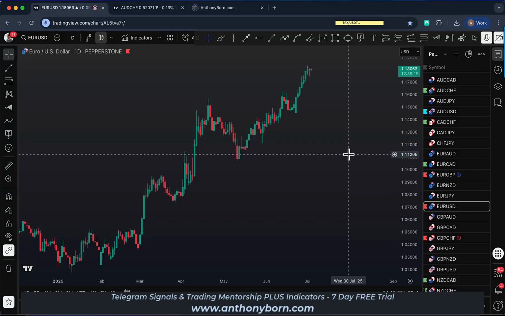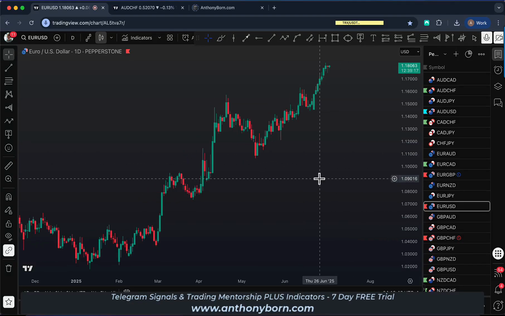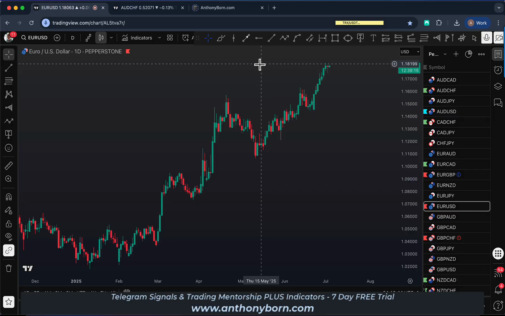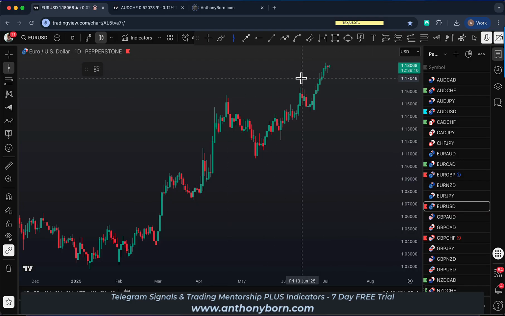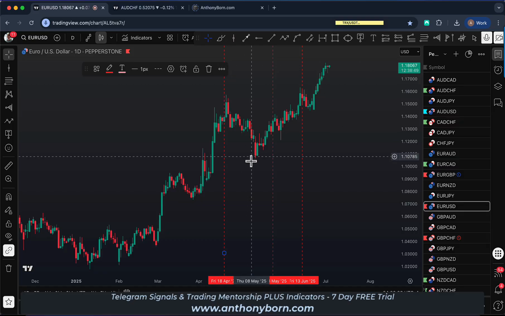Traders, looking at the euro dollar daily time frame. Here's what we need to be a little bit mindful of. Have a look back here. This candle, Friday. Looking further back, Monday, Friday.